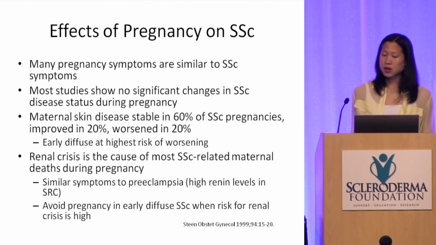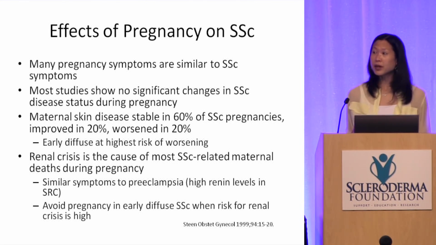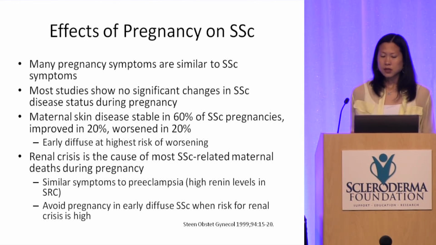Renal crisis is the cause of the most scleroderma-related maternal deaths during pregnancy. So this is definitely a very serious condition, and patients should not get pregnant if they have renal crisis. Sometimes, again, it's hard to tease out between the presence of renal crisis and the pregnancy complications like preeclampsia or eclampsia.